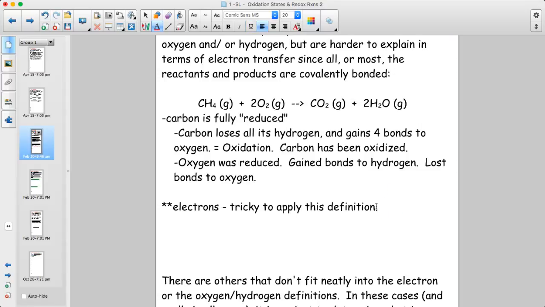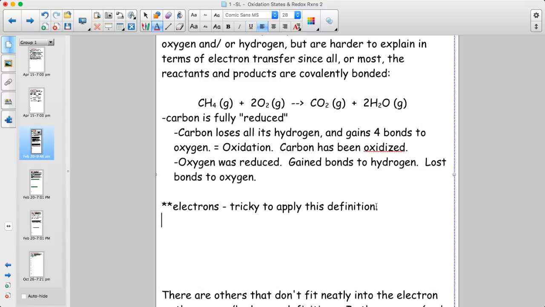And the reason why is that everything in this equation is covalently bonded. And we know that in molecules, electrons are shared. So it's a little bit tricky to talk about things losing and gaining electrons if they're always sharing them. It's like, who owned the electrons to begin with and who owns them afterwards. That's a little bit problematic. So in this example, maybe the electron definition isn't great. We can use the hydrogen-oxygen definitions to try to figure out what gets oxidized and what gets reduced.